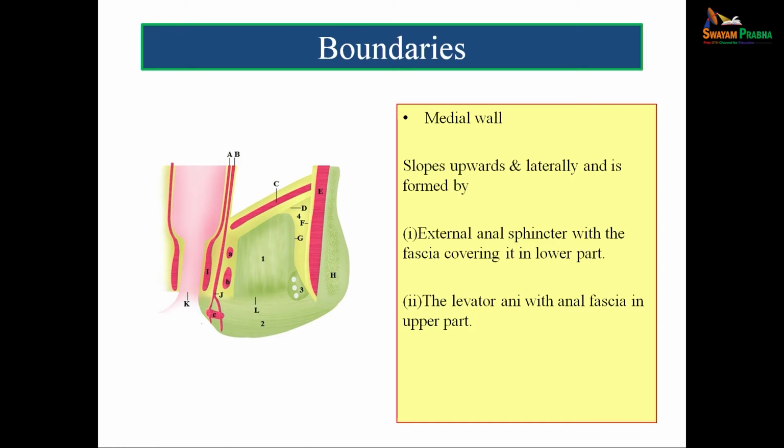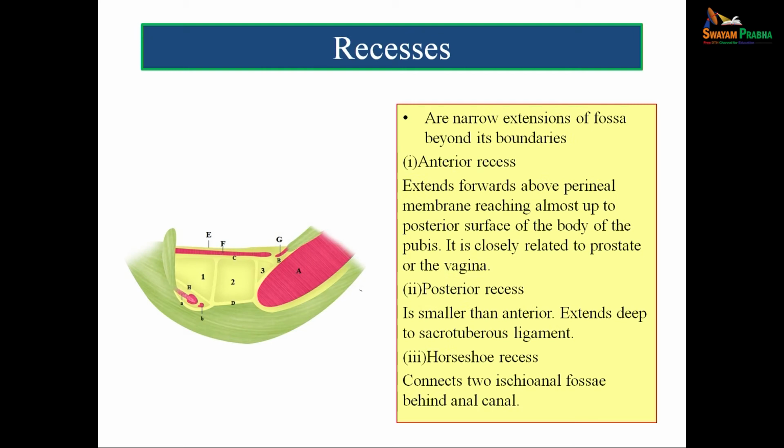And where C and E are meeting, that is the apex of the ischiorectal fossa or ischioanal fossa, and it also has a base which lies inferiorly. So if the previous section was the coronal section, this is the parasagittal section in relation to the ischiorectal fossa. What this parasagittal section is essentially depicting are the recesses in relation to the ischiorectal fossa.